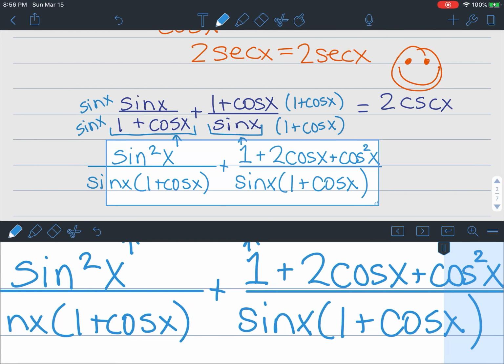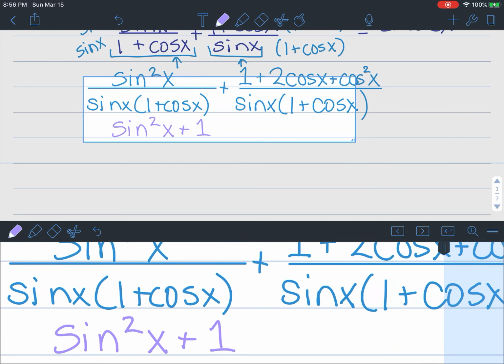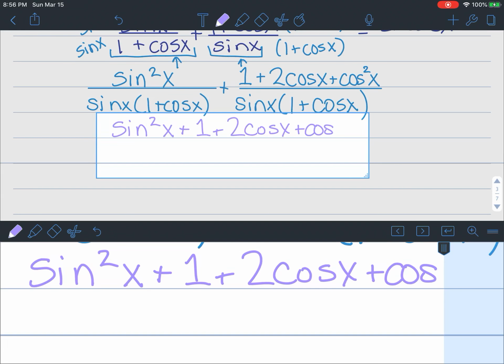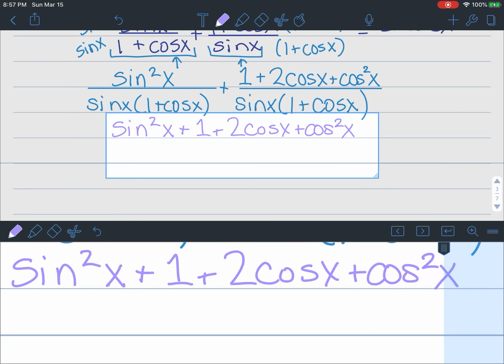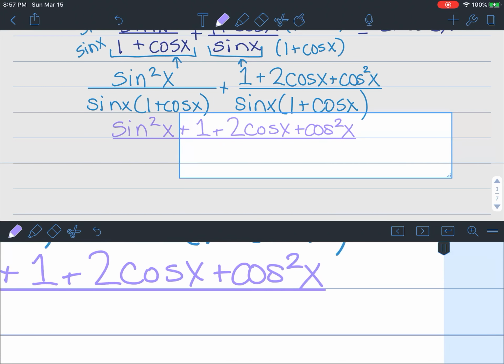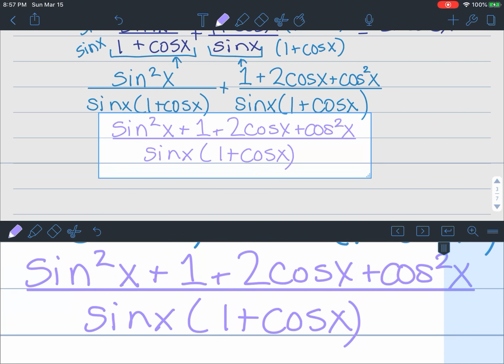Okay, the point of getting a common denominator, of course, is so that we can actually put the tops together. So I'm going to do that in this step. You could skip the blue step and the purple step and combine them into one step if you feel comfortable, but don't skip too many steps. And this is all over sine x times 1 plus cosine x.